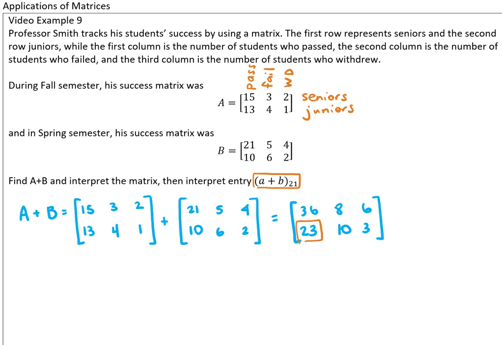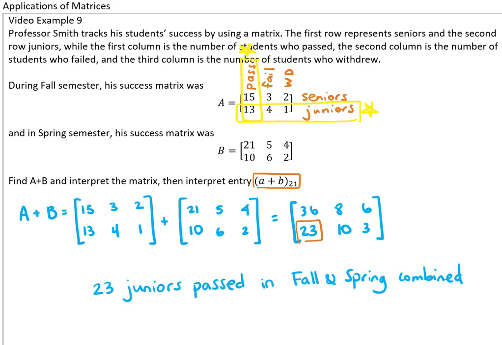Let's look back at our first matrix here. Our second row tells us that we're looking at the juniors, and our first column tells us that we're looking at how many passed. So this would mean that there's 23 juniors who passed during fall and spring semester total. Remember that we know the 23 is from that spot. We know it's juniors because it came from the second row. And we know it's passed because that came from the first column. And then fall and spring combined because A plus B was adding up the numbers from fall and spring.